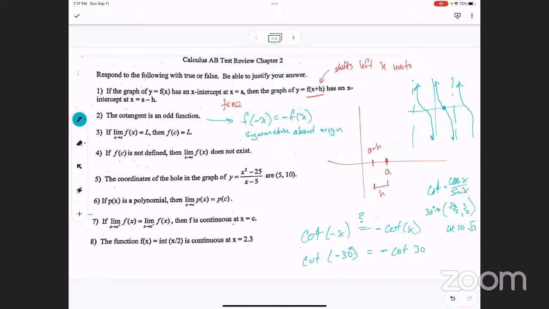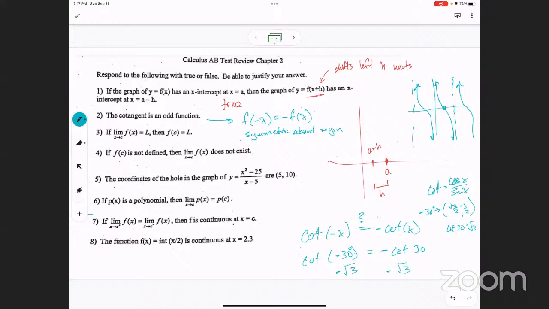So is the cotangent of negative 30 the same as negative cotangent of 30? Negative 30 would be, the only difference is it goes down negative X, so that's a negative square root of 3. And it is, it's the negative square root of 3. Now that's just one example, so that doesn't mean it's true for everything, but that just helps me understand, oh yeah, it's always going to work that way. So the answer is yes, it is an odd function.